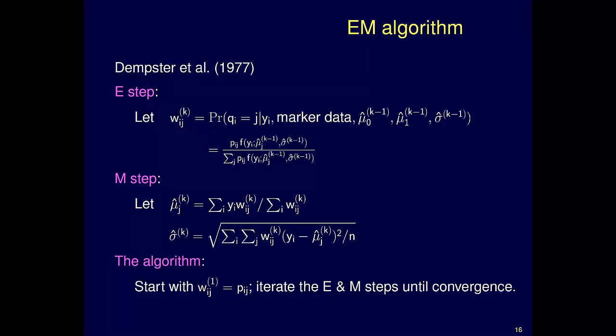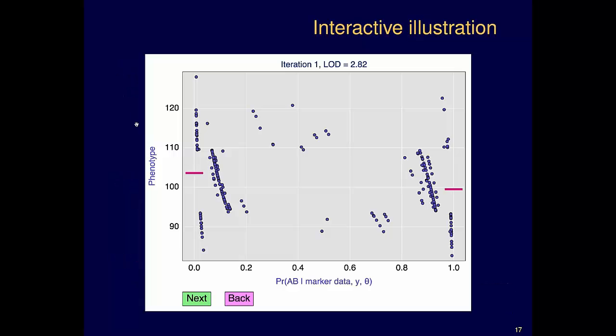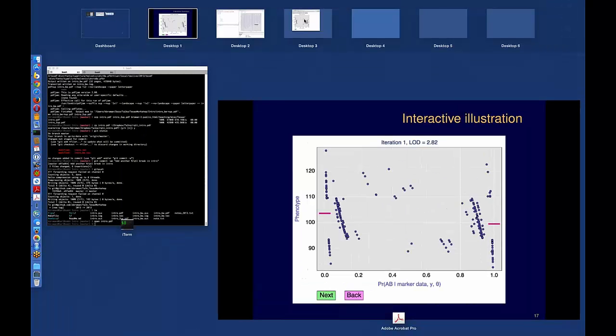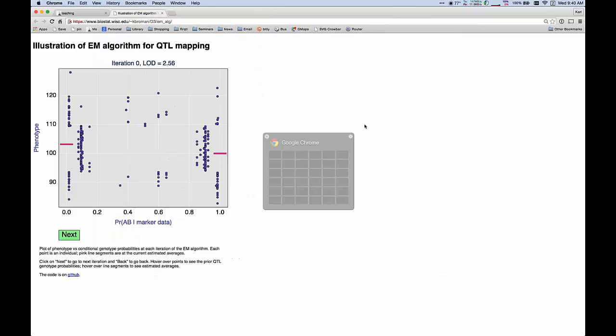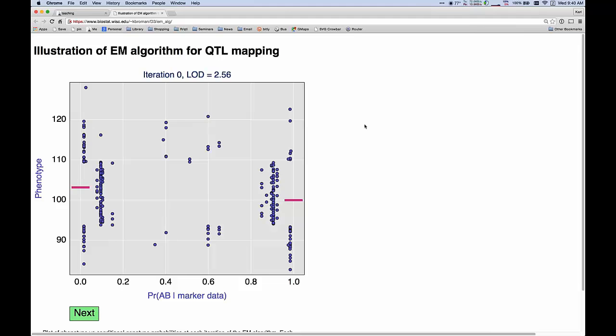The key idea in this algorithm is that I use some initial estimates of all the parameters to update my understanding of which genotype group an individual is in. And then I use those as weights to get an improved estimate of the QTL effects. And then I'm going to repeat these until they stabilize. And I have a little interactive chart to try to illustrate this a bit further.